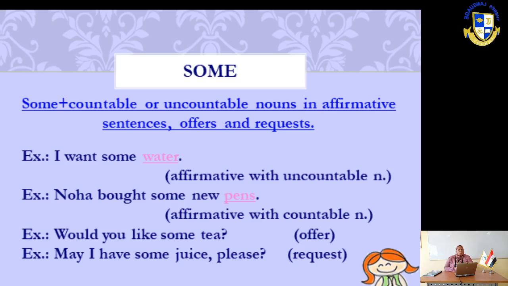I can say also, there are some desks in the class. I can see some boys playing in the playground. This is countable nouns. What about the offer? Would you like some tea? Can I get you some cake? Do you want some juice? Now this is offering. I'm offering something. I'm asking you to have something.